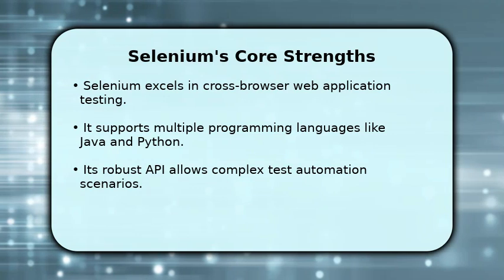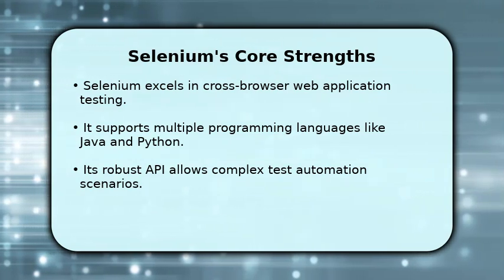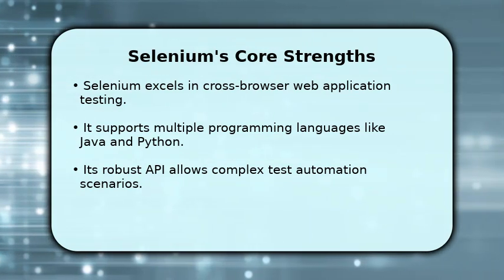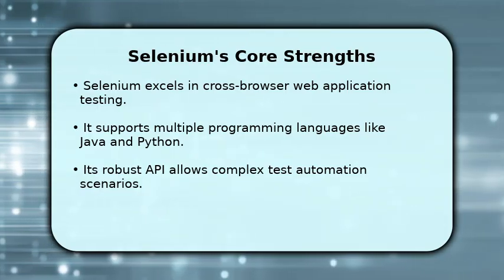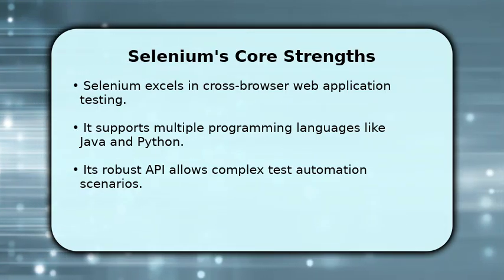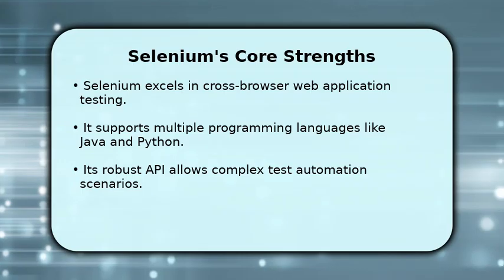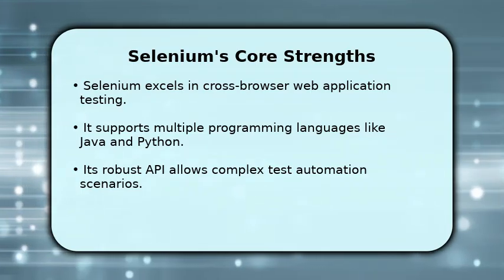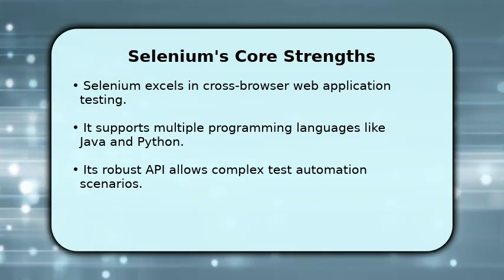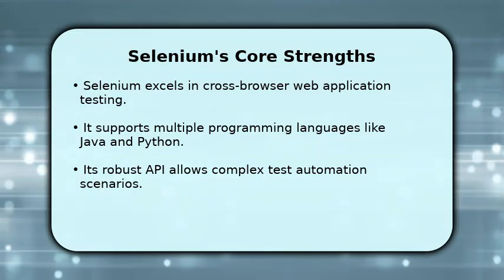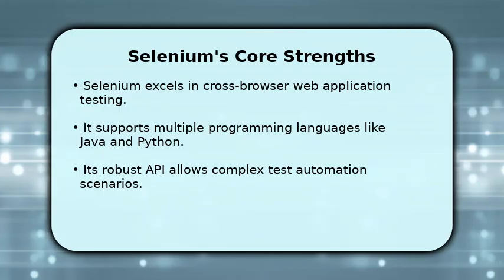Selenium is an open-source framework specifically designed for automating web browsers. It supports a wide array of browsers, including Chrome, Firefox, and Edge, ensuring broad test coverage. Developers can write test scripts in popular languages such as Java, Python, C#, and JavaScript. This flexibility makes Selenium a go-to choice for comprehensive web application testing across diverse platforms and environments.